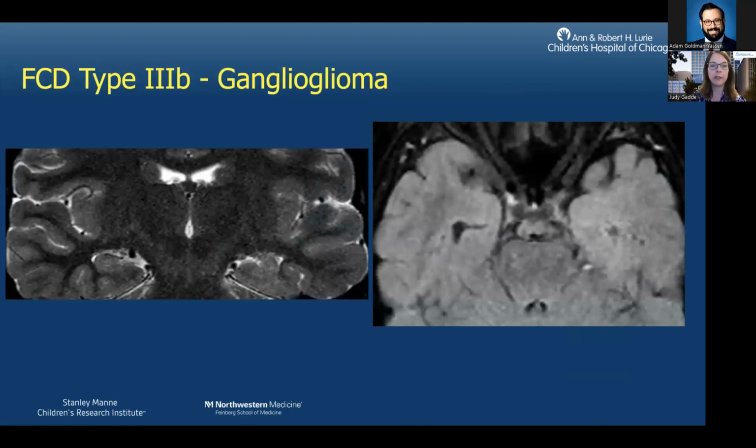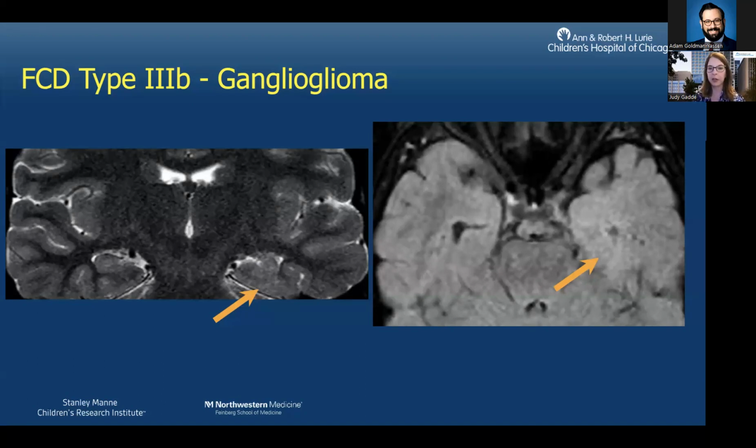Then type 3B, if you remember, is when it's associated with a glial or glioneuronal tumor. This is very subtle, but again, these are all pathologically proven. And here, if we look in the left parahippocampal gyrus, we can see very subtle T2 hyperintensity. You can compare that here to the contralateral right side. And this is an axial T2 FLAIR, I think maybe more of a 3D sequence. And this ended up being a ganglioglioma with associated focal cortical dysplasia.